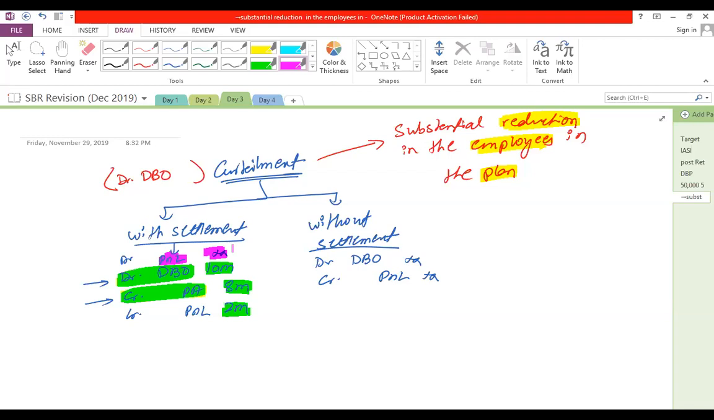Okay, now Imran is saying, if the reduction in employees is not substantial, then what? A good question from Imran. We said that the substantial decrease is the amount of the curtailment. But what if the decrease is not substantial? Then we say that it's a past service cost. If the decline is not substantial, then we treat it as a past service cost.